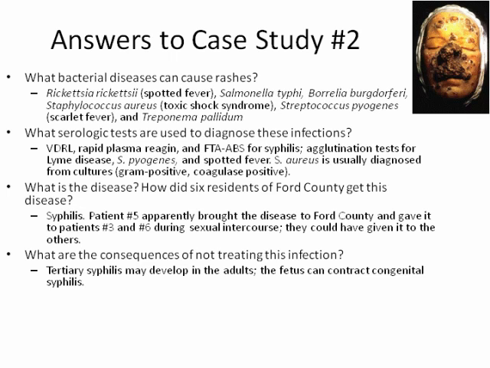So what is the disease? How did the 6 residents of Ford County get this disease? Well, syphilis. Patient number 5 apparently brought the disease to Ford County and gave it to patient 3 during sexual intercourse. They could have given it to others as well. Who knows? What are the consequences of not treating this infection? Well, secondary syphilis could lead to tertiary syphilis, which usually can cause brain issues and central nervous system issues. And a fetus could also contract congenital syphilis if somebody were to become pregnant through this behavior.